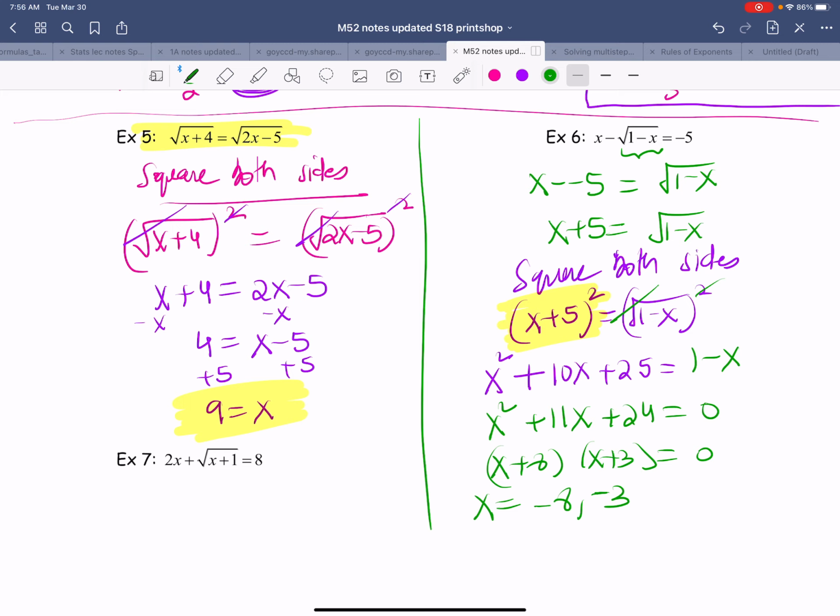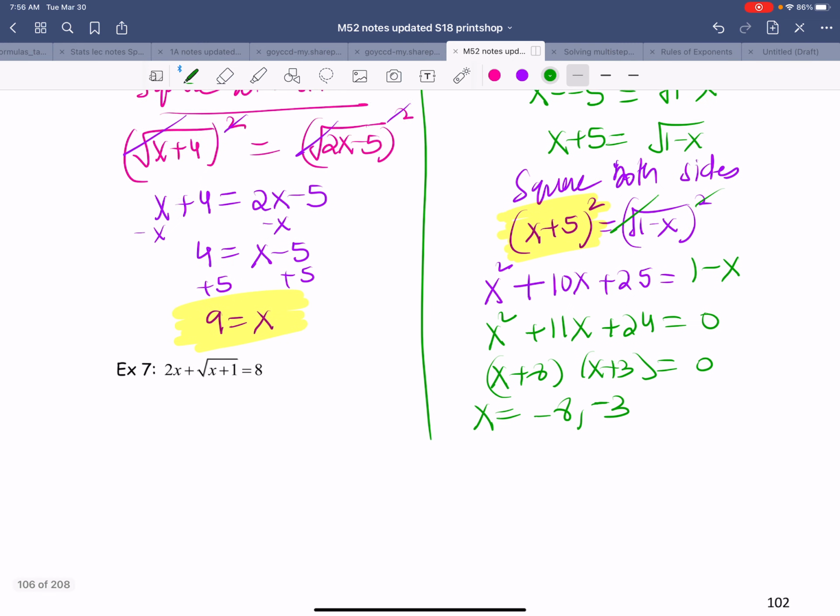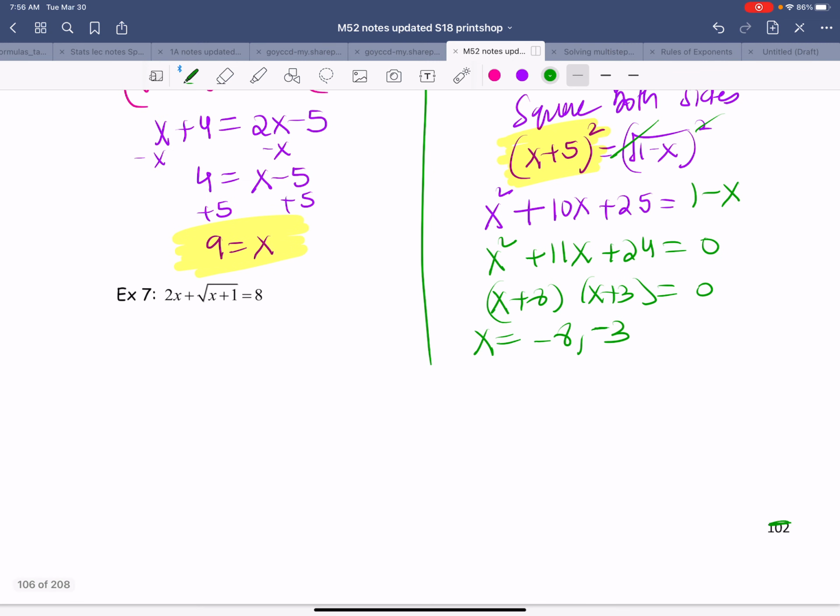Now it is time to check these solutions. Now don't think that negative solutions are not okay. Okay, in the previous example, I did say that the answer to a square root is never negative. That's not what's happening over here.